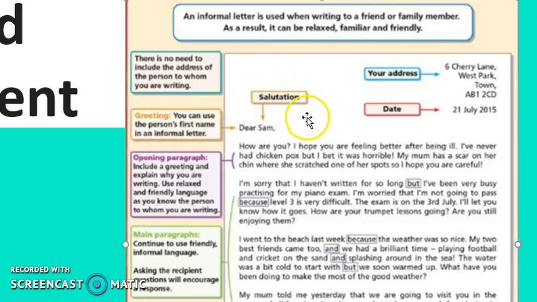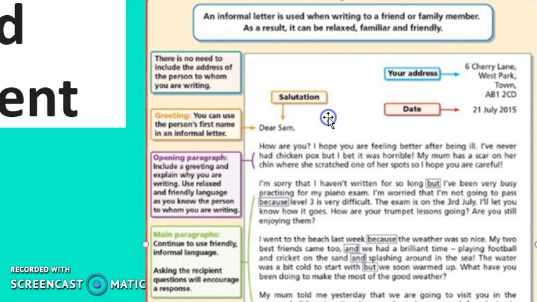In here, you can see the salutation. Okay, here. There is no need to include the address of the person to whom you are writing because it's an informal letter, okay? For the greeting, you can use the person's first name. In an informal letter, you can just write his name or her name, okay? You don't need to write the surname. Here in the opening paragraph, it includes a greeting and explains why you are writing. Use relaxed and friendly language as you know the person to whom you are writing.